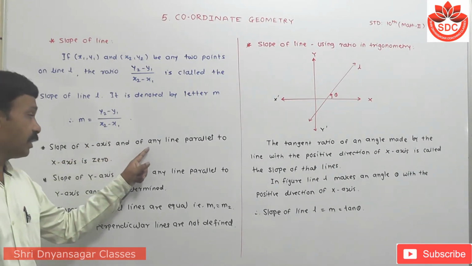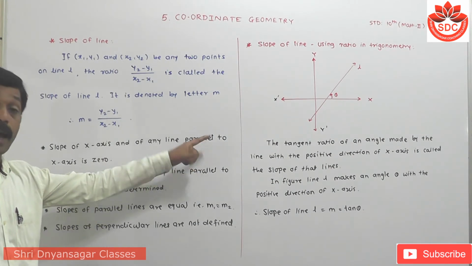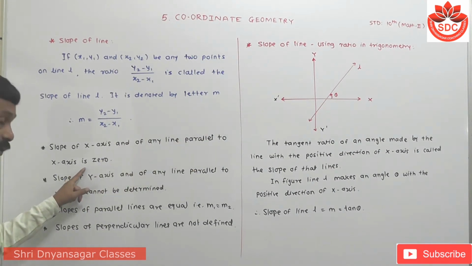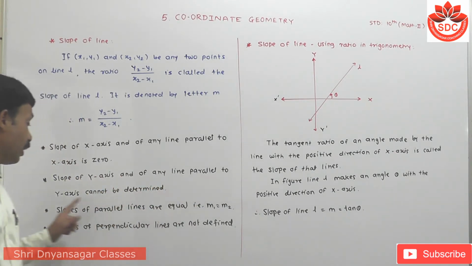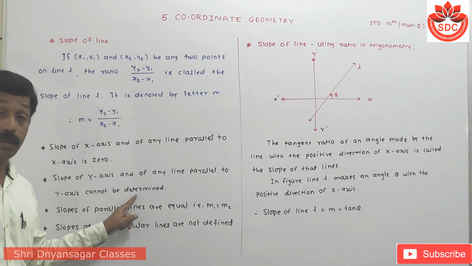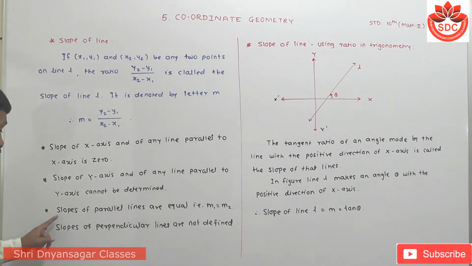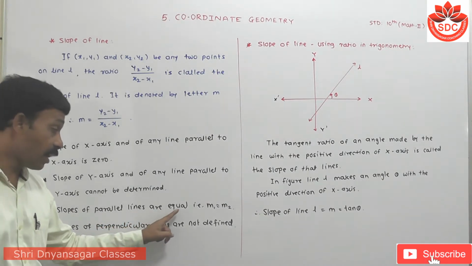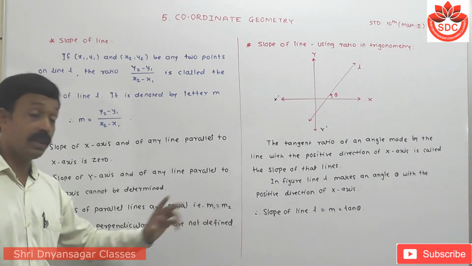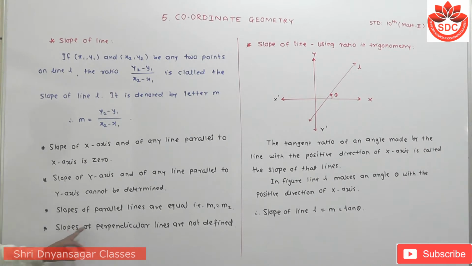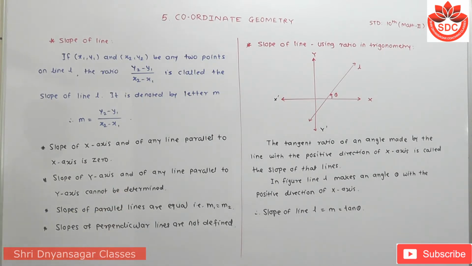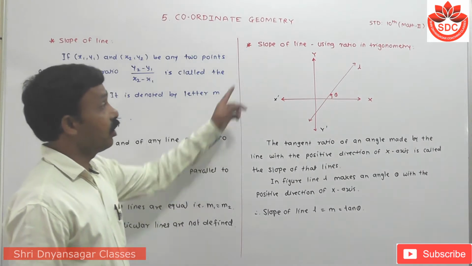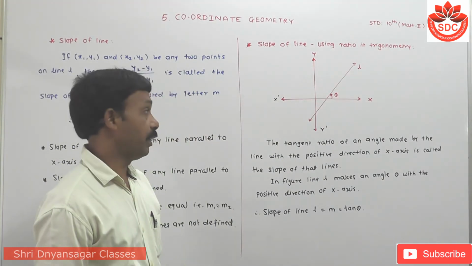Then the slope of the x-axis and of any line parallel to the x-axis is 0. The slope of the y-axis and any line parallel to the y-axis cannot be determined. Students, slopes of parallel lines are equal. Look carefully, in that m1 equals m2. Slope of a vertical line is not defined, meaning it is not determined. Now then, slope of a line using the ratio in trigonometry.